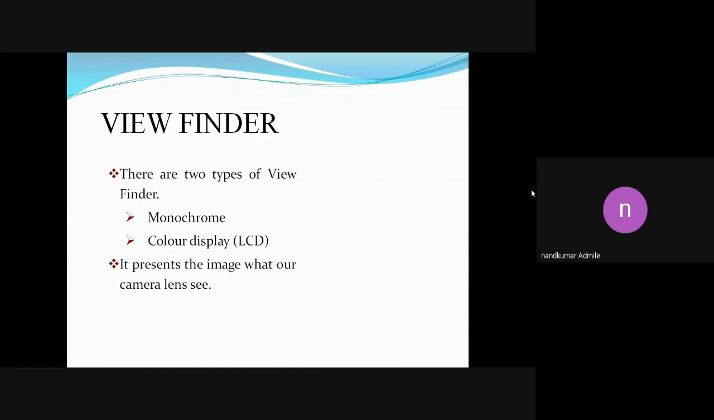Okay, so the next one is the viewfinder. We can display the video on an imaging plane. There are various types of viewfinders, that is monochrome, color displays, or LCD displays. By using this display, we can display the video on a screen.